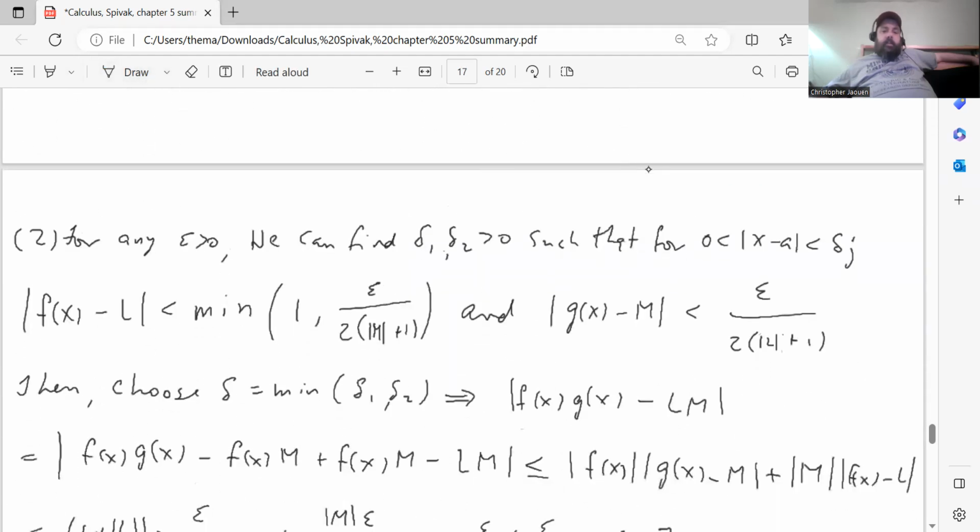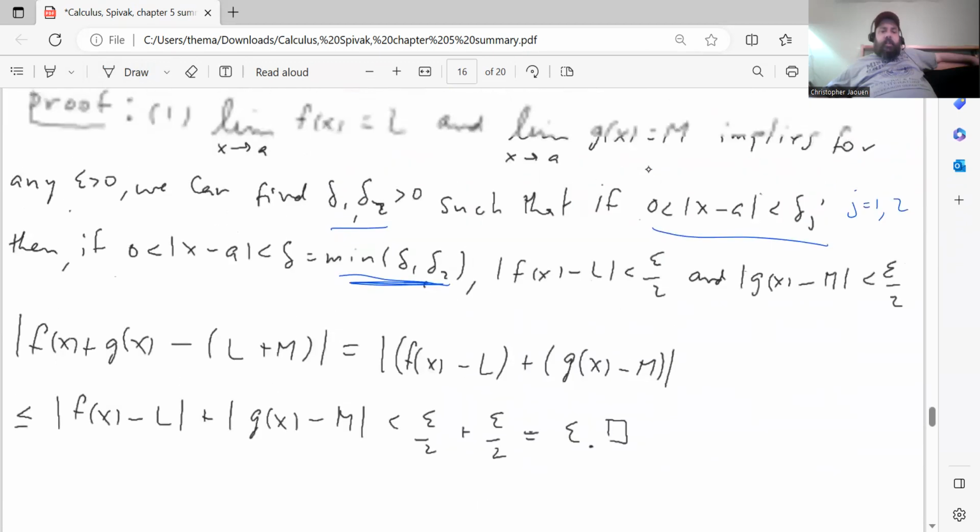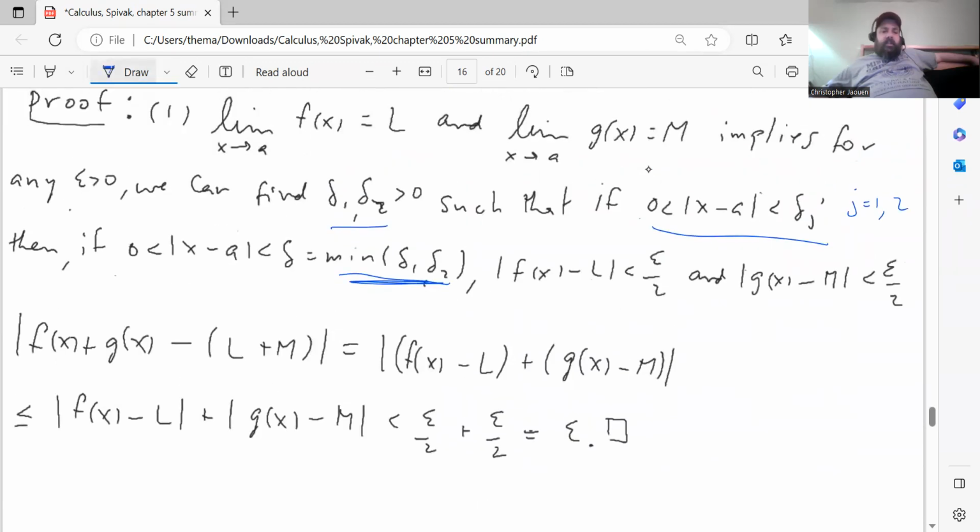Here's the proof of the second part. And you can see that we're relying here on those lemmas. So this follows from lemma 1.